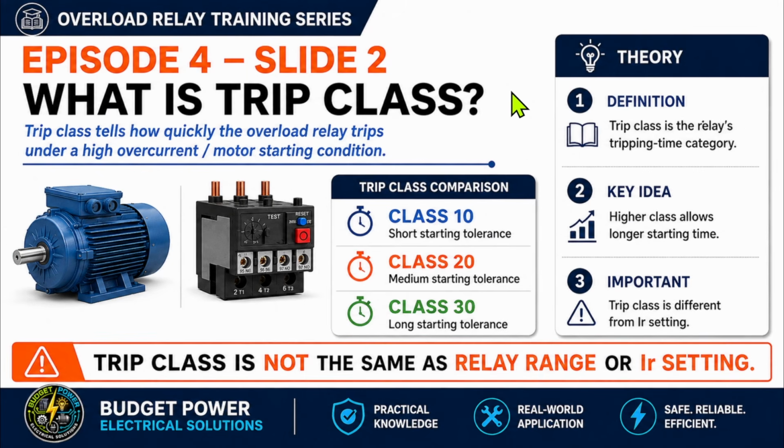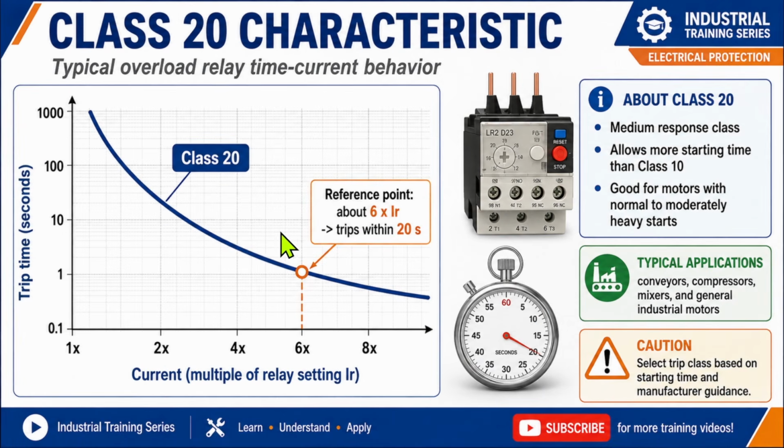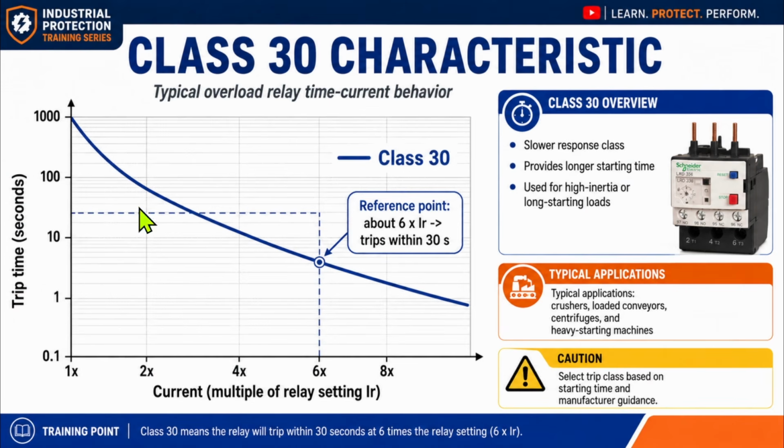Okay, so what exactly is trip class? Let's make it really simple. Imagine I have three overload relays in front of me. Class 10, Class 20 and Class 30. They can all provide overload protection, but their response characteristics are different. Class 10 responds faster. Class 20 allows more time. And Class 30 allows even more time under the specified test conditions.